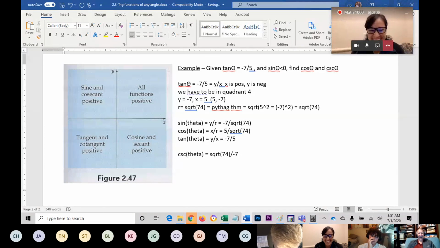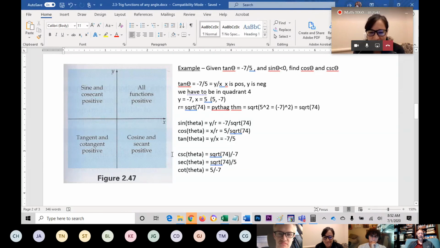What is? All right. The secant of theta is? Square root of 74 over 5. See, that sounded much more confident. That's good. And your cotangent of theta? 5 over -7. 5 divided by -7. Okay. So this is easy, huh?